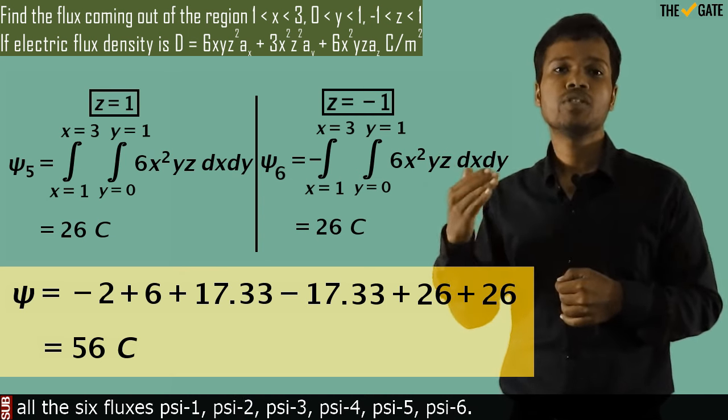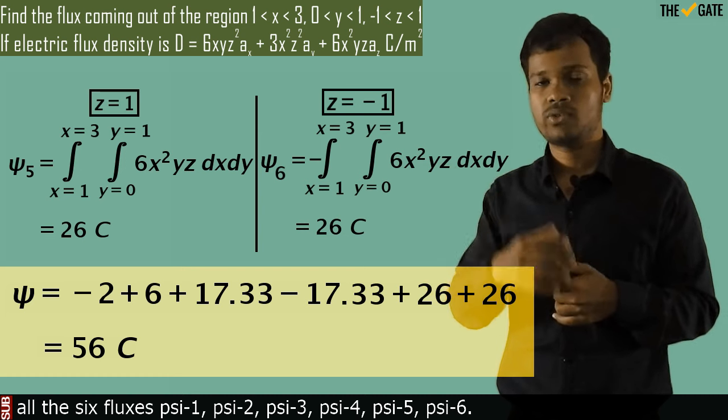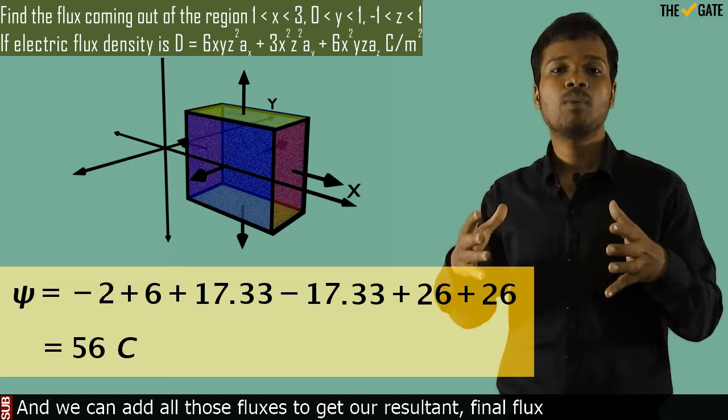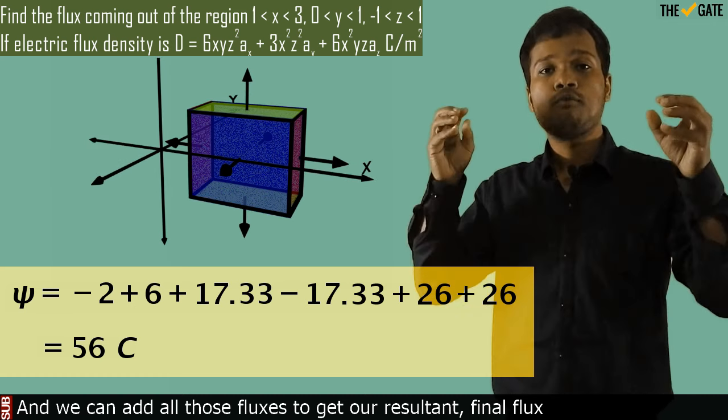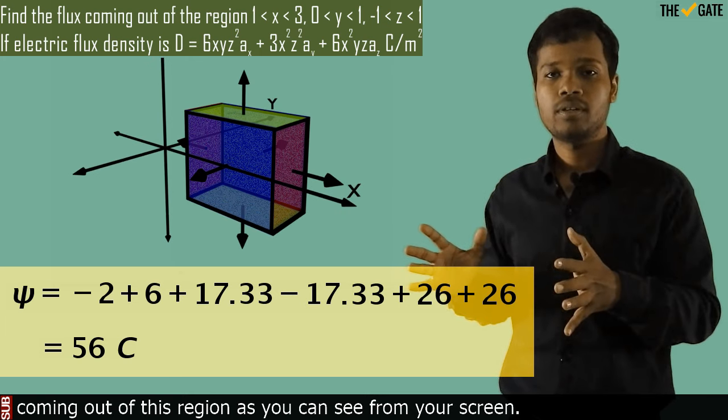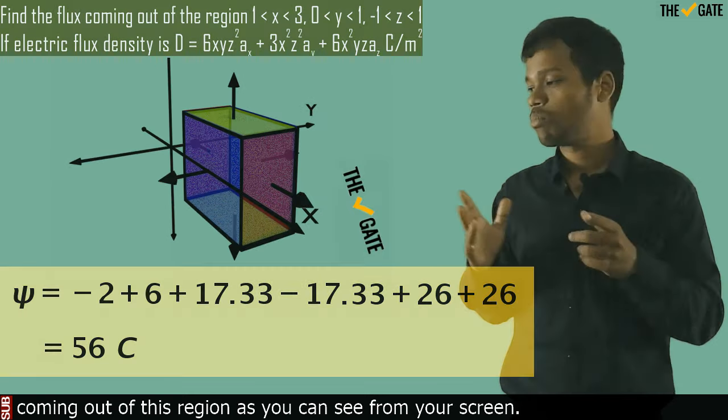and we can find all the 6 fluxes, psi 1, psi 2, psi 3, psi 4, psi 5, psi 6. And we can add all those fluxes to get our resultant final flux coming out of this region, as you can see from your screen.